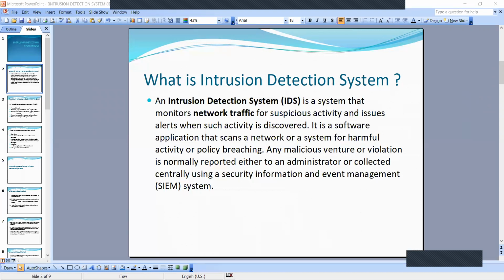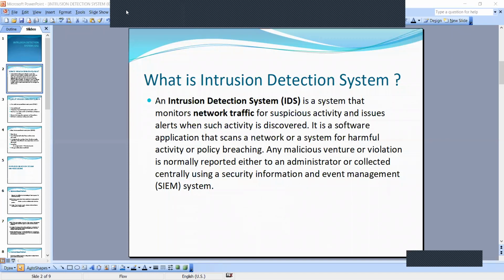Before starting about intrusion detection system, we all need to know what is intruder. So basically, intruder is a person who tries to get an unauthorized access to your system or your network. Let's say there's a person who tries to access your laptop without your permission, and he may have some bad intention like stealing your data or modifying your data or deleting your data. So we can say he's the intruder.